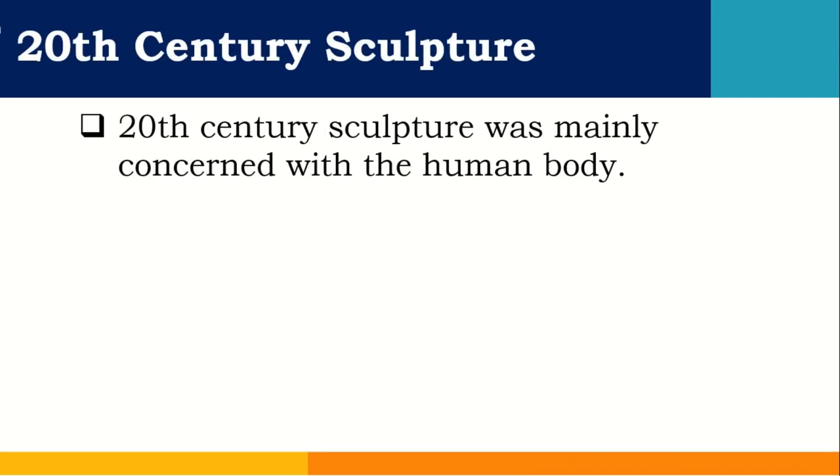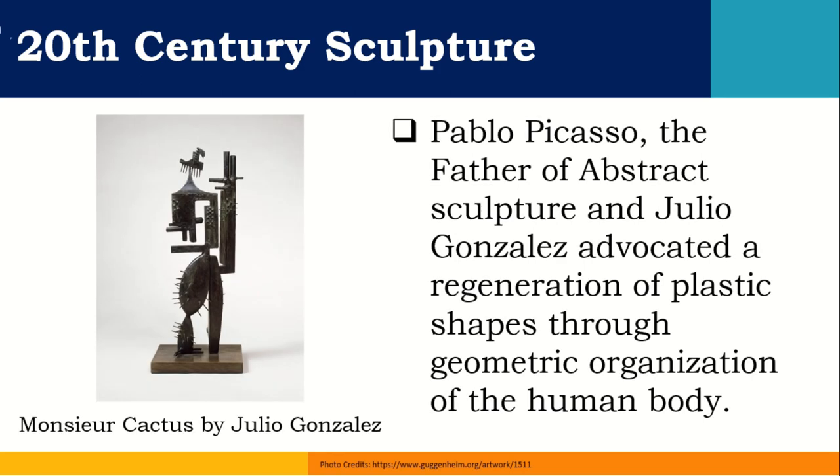20th century sculpture. 20th century sculpture was mainly concerned with the human body. Pablo Picasso, the father of abstract sculpture, and Julio González advocated a regeneration of plastic shapes through geometric organization of the human body. An example is this Monsieur Cactus by Julio González.